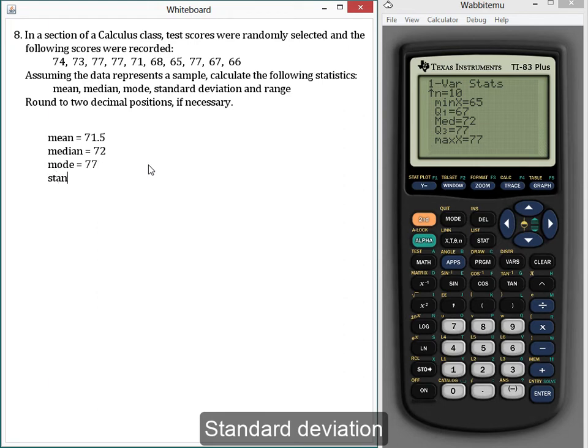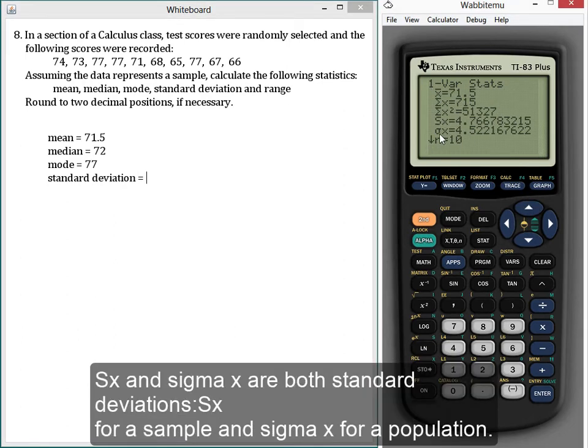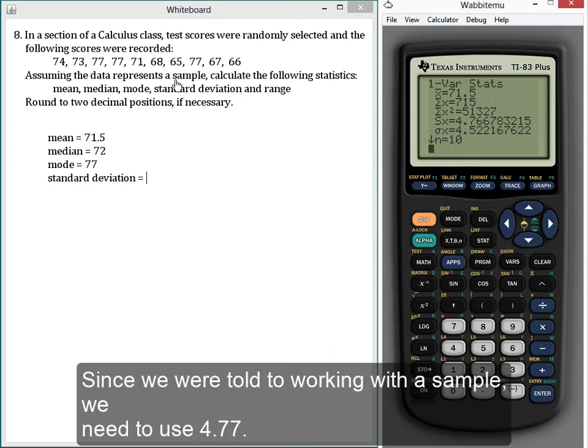Standard deviation. Well, scroll back up here. The Sx and the sigma x are both standard deviations. The Sx is for a sample, sigma is for a population. Since we were told we were working with a sample, we need to use 4.77.